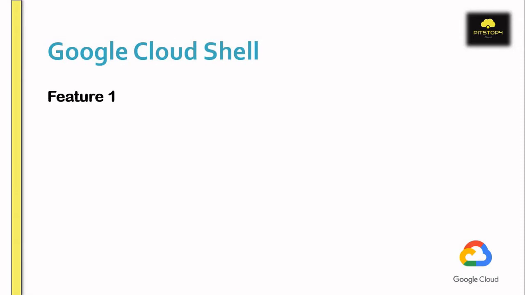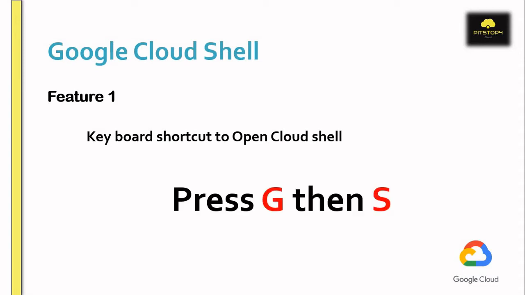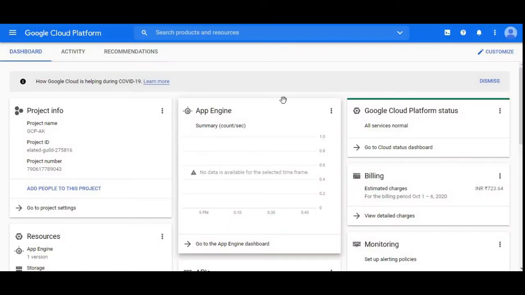Alright, let's discuss the features now. Once you log into Cloud Console and if you want to open Cloud Shell, what will you do? You will move your cursor to the top right of your screen and click on the Cloud Shell button, right? But I'm giving you an easy option. Just press G and S. It's very easy to remember. G stands for Google, S stands for Shell. Very easy, right? Let's do this.